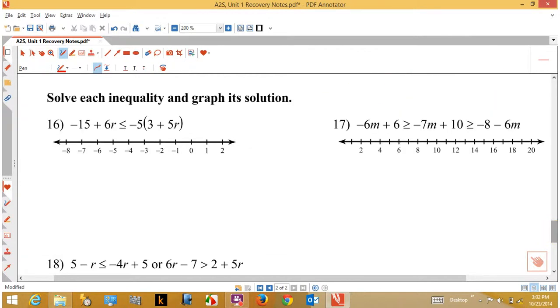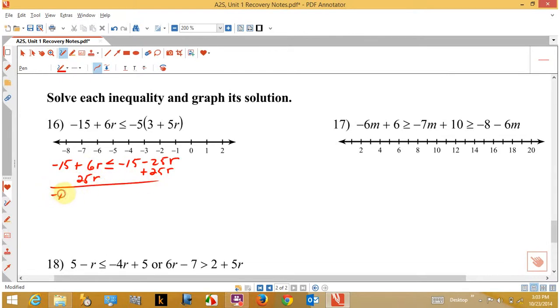Okay, next is to solve and graph this, so let's go ahead and simplify. So a negative 15 plus 6r is less than or equal to, now take the negative 5, multiply it by the 3, negative 15, and minus 25r. Okay, now let's get all the r's to one side and all the numbers to the other, so I'm going to add 25r to this side, and 25r to this side.